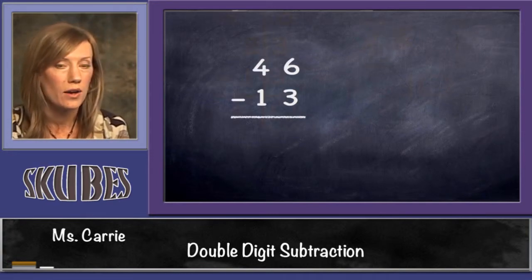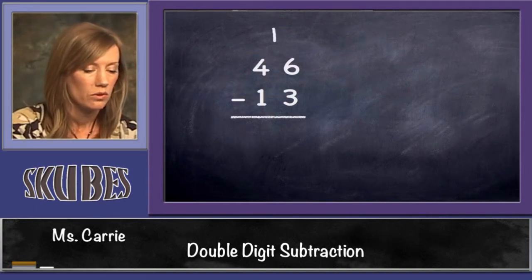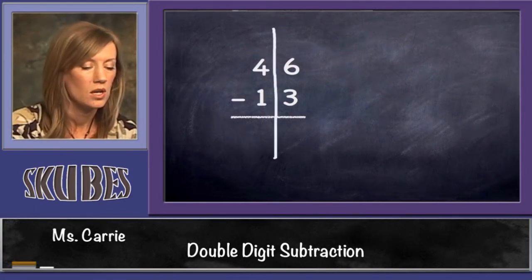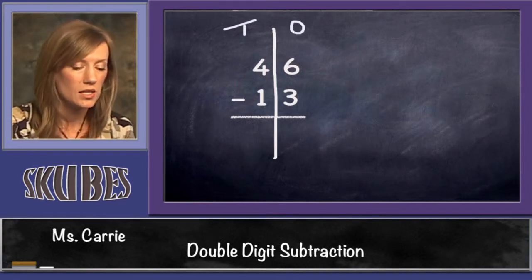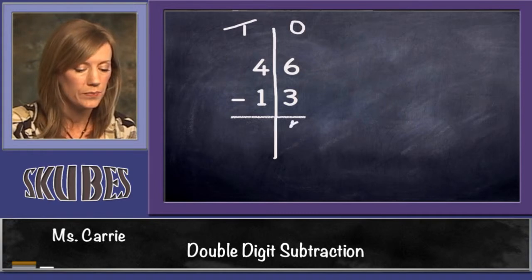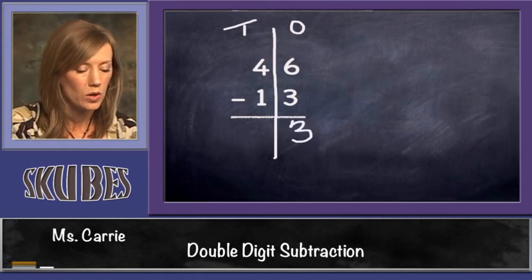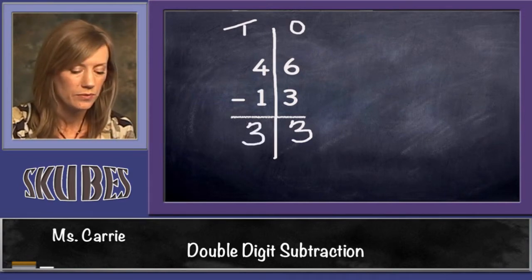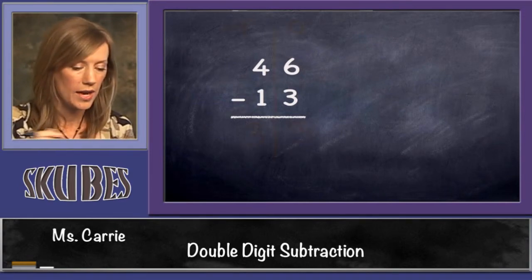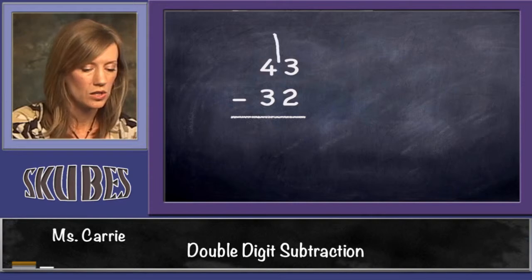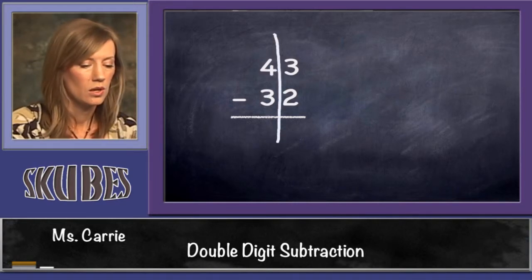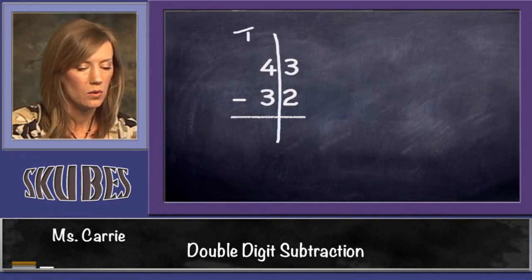Let's try some more without the picture. We have our line down the middle. Here's our tens place and our ones place. We start in the ones place. 6 minus 3 is 3. And 4 minus 1 is 3. Our answer is 33.